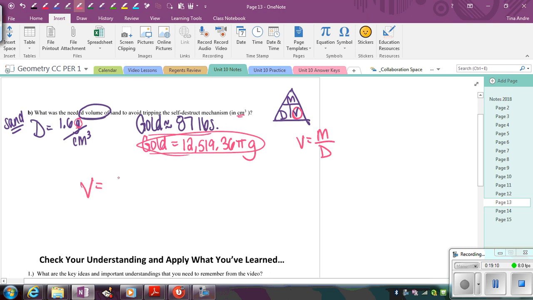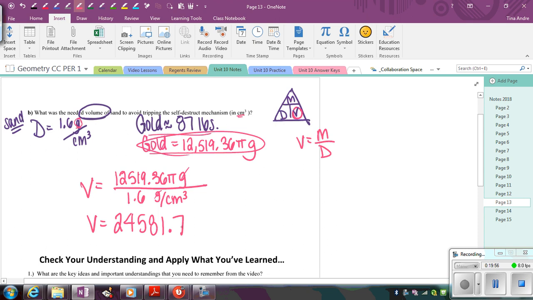So the volume is going to be the mass, 12,519.36 pi grams, divided by the density, 1.6. This is grams per cubic centimeter. So what's going to happen here is the grams are going to cancel. We're going to type that in our calculator. So I'm typing in that exact value there, including pi, because I want to get a final answer. So I'm going to divide that by 1.6. This is giving me 24,581.7058, and so on.